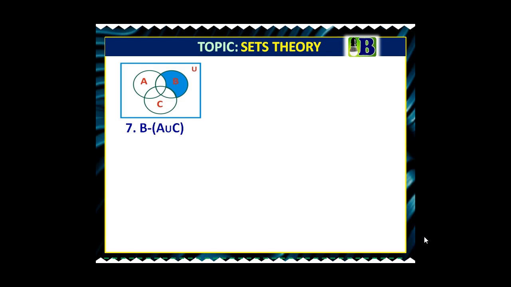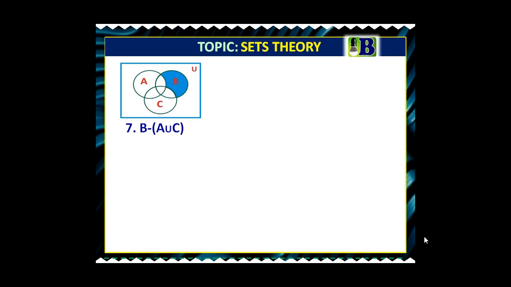So let's move to the other aspect of it, which is the seventh diagram. The seventh diagram is telling us about the set of B only. The shaded portion represents the set of B only, so B minus open bracket A union C. That is to say that the element belongs to B only, but they are not found in A union C.